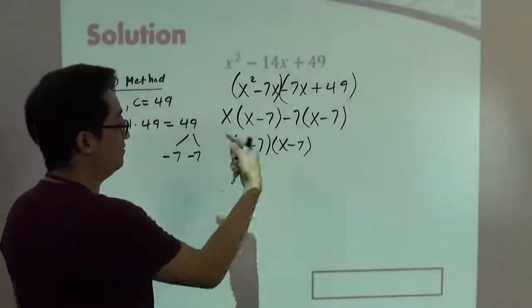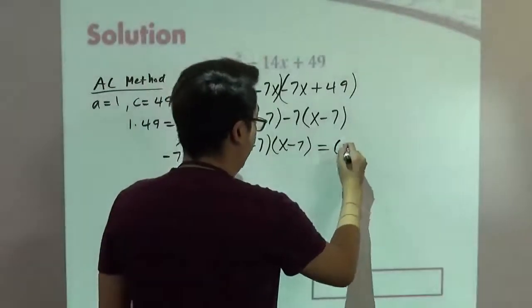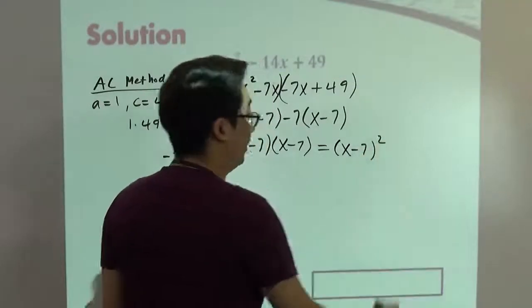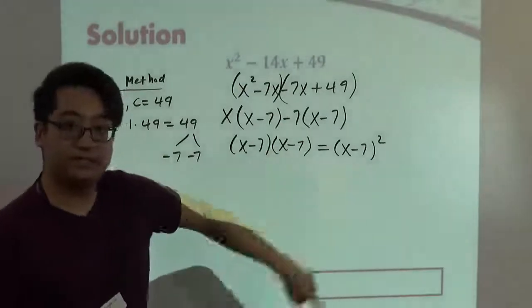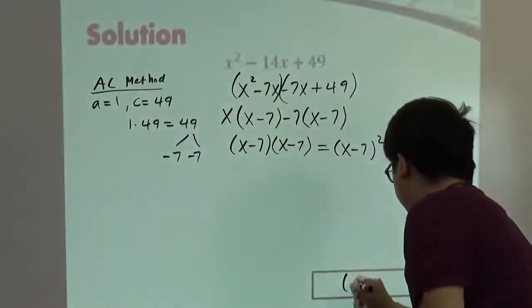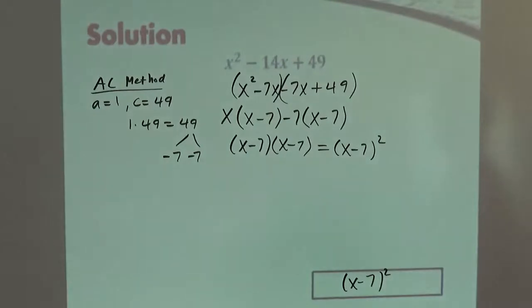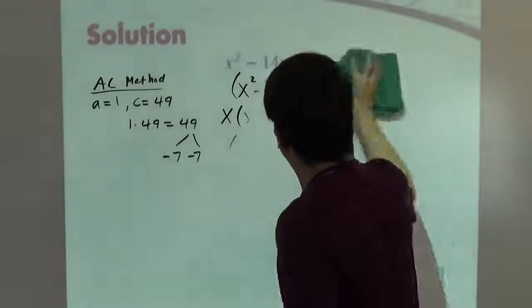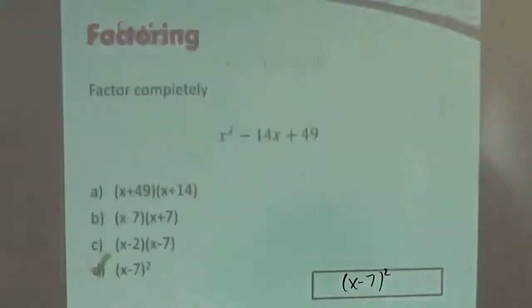Now, you notice x minus 7 times x minus 7, they're both the same term. So in reality, you can write this as, if you wanted to, x minus 7 quantity squared. So your answer could either look like this or this, depends on the question. So let's say, in this case, let's go with the x minus 7 squared. So that is our factored form of our quadratic equation. So let's check. There we go. X minus 7 squared.